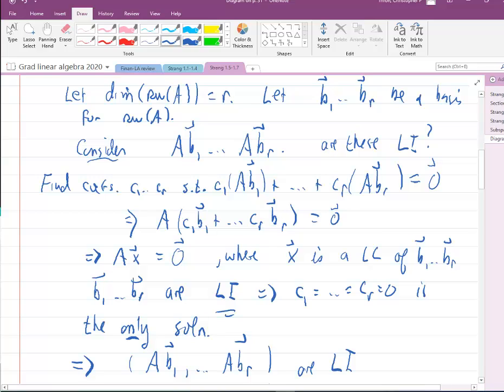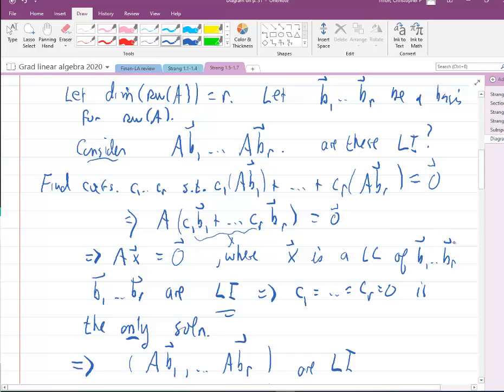So we've got this linear combination, and we've transformed it to this linear combination. We can write this vector here as x. Just call this x. So I say Ax equals 0. That's what happens to this vector x, where x is a linear combination of the basis vectors.